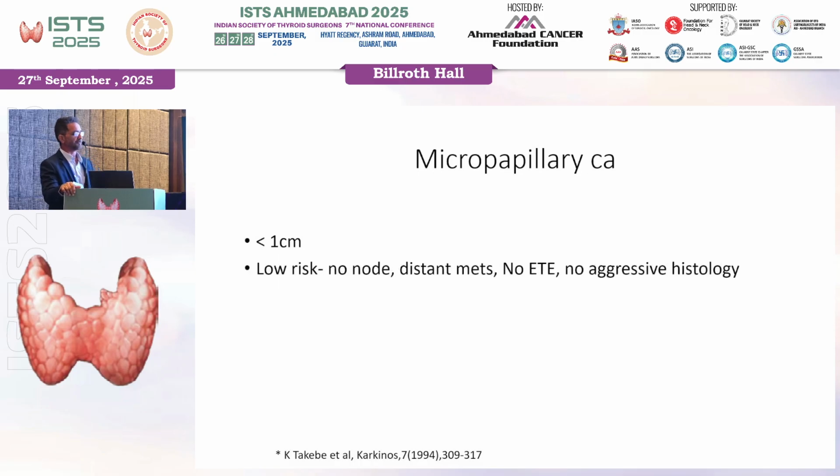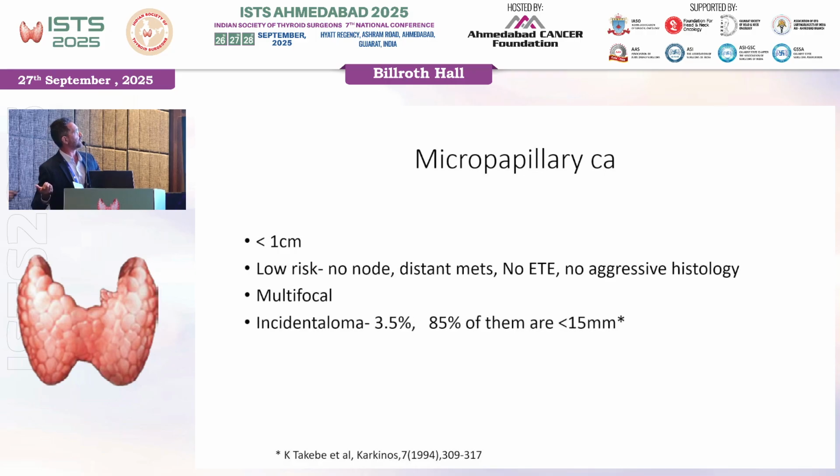Those which are less than 1 centimeter, who at presentation don't have any nodes present, no distant mets present, no extrathyroidal extension, and no aggressive histology. So it may be multifocal or bilobar, but again it should be low risk.